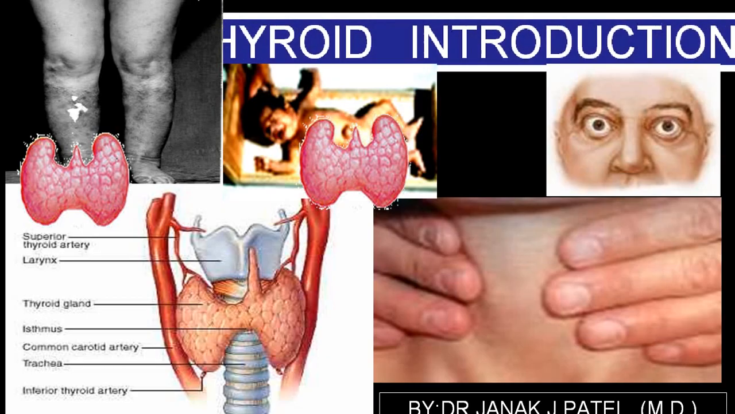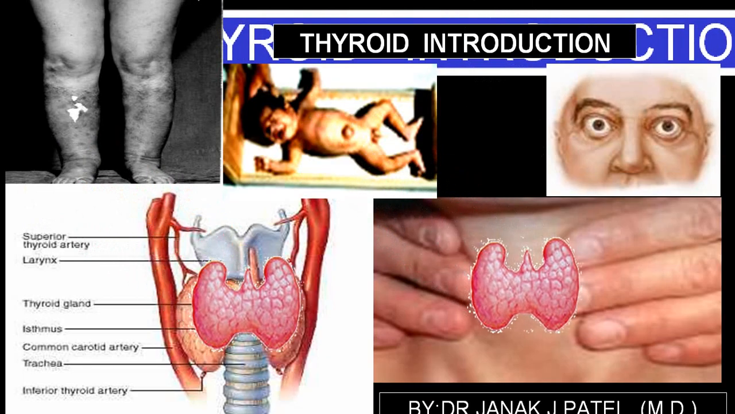So this is the thyroid gland, which is situated in front of the neck. It is situated in front of the trachea. It has got two lobes. The central part is called isthmus, and this small projection is called pyramidal lobe.